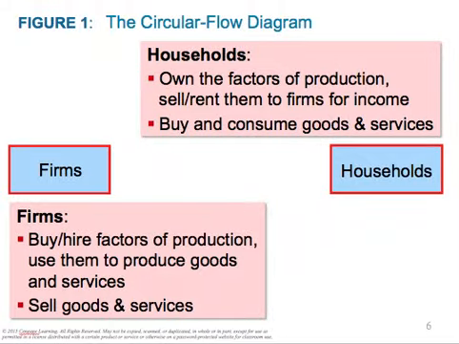So, looking at figure 1 here, we're going to take it piece by piece just to try to keep it simple initially. You have two actors, firms and households. Households own the factors of production. They sell and rent them to firms for income. So you sell or rent your time to a firm as an employee, producing whatever that firm produces. And then also as a household, you also are a consumer. You buy and consume goods and services. Now firms buy or hire factors of production and use them to produce goods and services and sell those goods and services on the market.